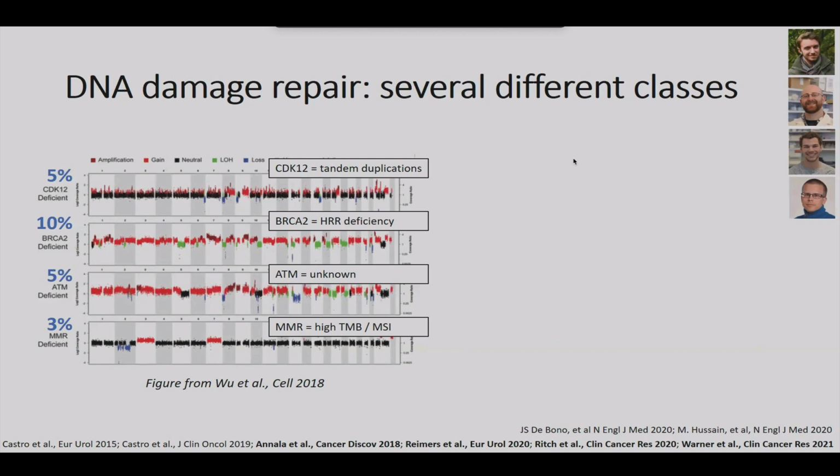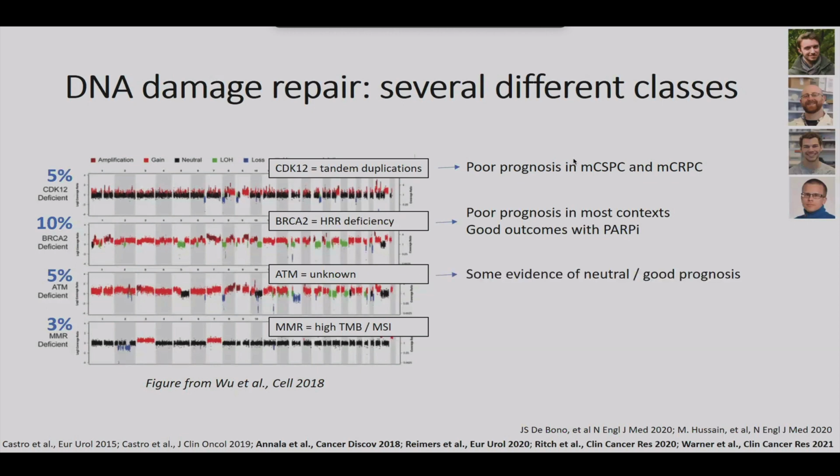So just visually, we're looking at copy number profiles from 4 representative tumors. You can see they look different, right? They have just a different phenotype, and this manifests even grossly at this level. So CDK12, poor prognosis. BRCA2, poor prognosis, but good outcomes with PARP inhibitors. ATM seems to be neutral or good prognosis. MMR deficient, good outcomes with immunotherapy.